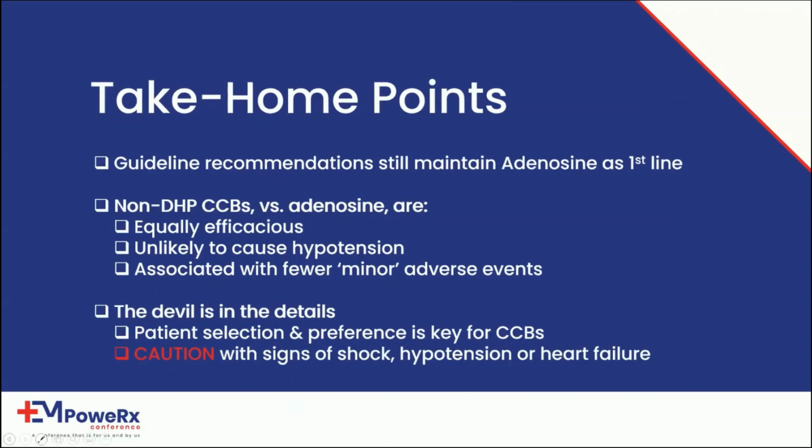So some take-home points. Guideline recommendations still maintain adenosine as first line. I think that there is room for diltiazem and verapamil to fit in there. They seemingly are equally efficacious. If utilized at correct doses and maybe even utilizing the slow infusion, it's unlikely to cause hypotension, really associated with far fewer of those minor adverse events, although they may not be so minor to the patient. And so the devil's in the details. Finding the perfect patient and identifying and tailoring the therapy to them is key.